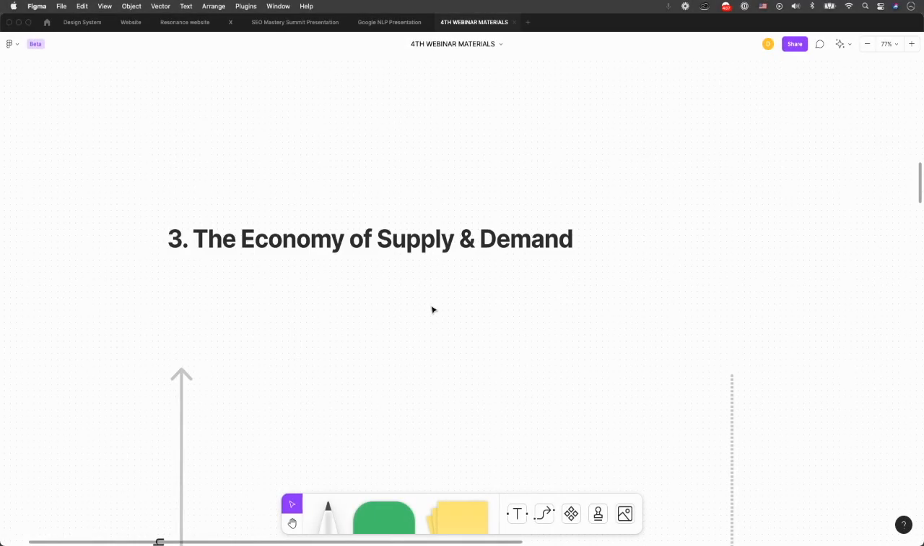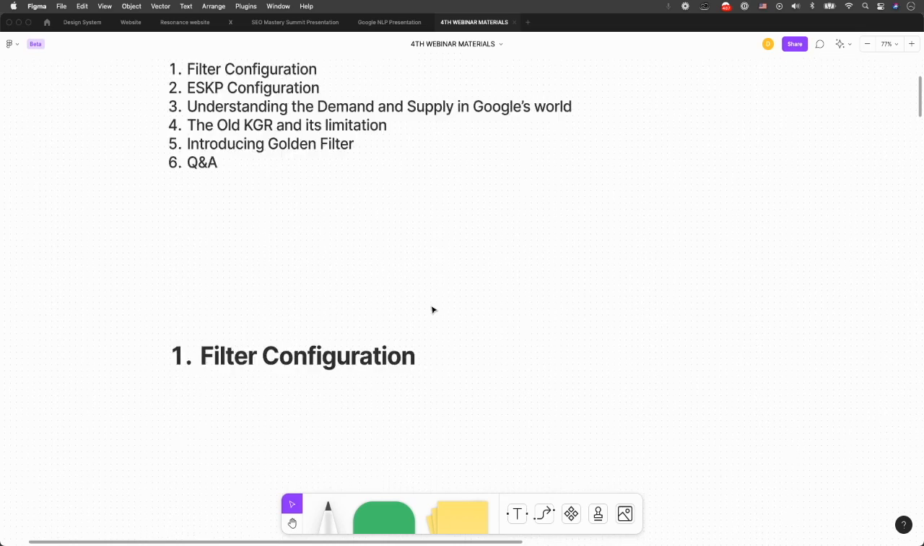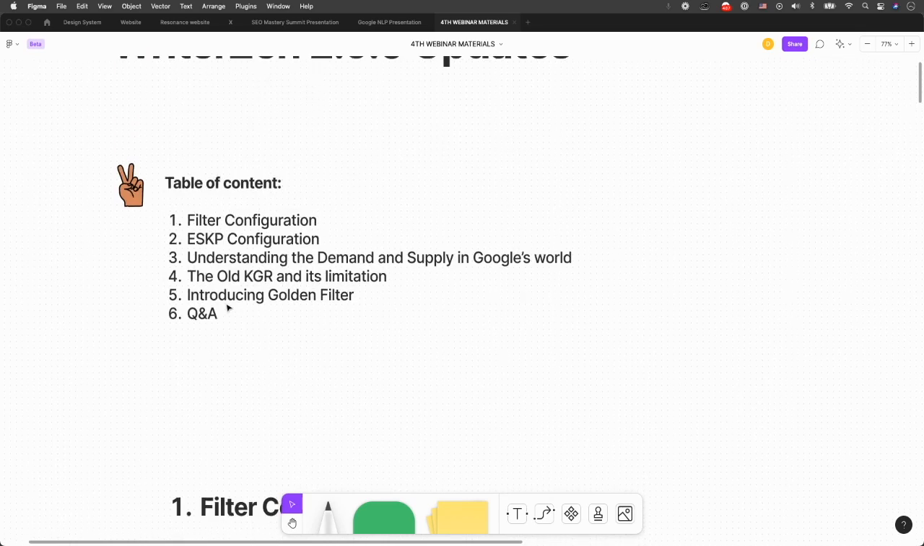Now we have the third. So as I was sharing earlier, from 3 to 5 will be focused purely on golden filter, right? And to start with the golden filter, throughout the whole process of us launching WriterZen, we have so many questions regarding our KGR: why is ON title so important, why do you use ON title to figure out the long tail keyword, right?